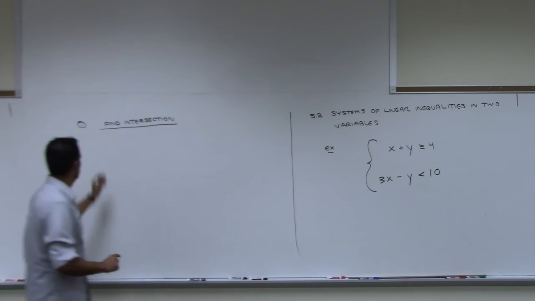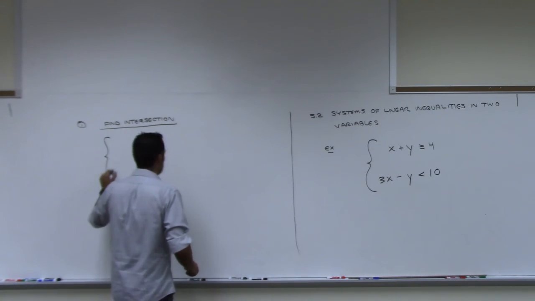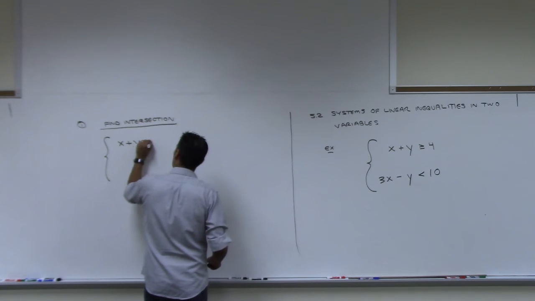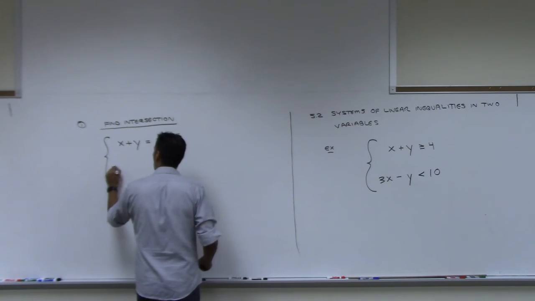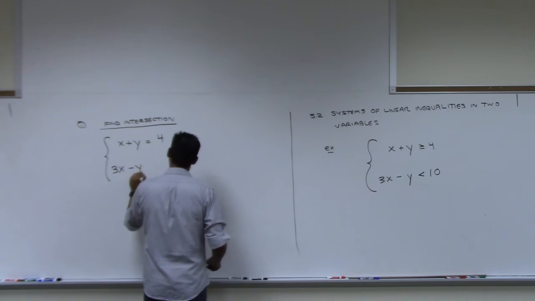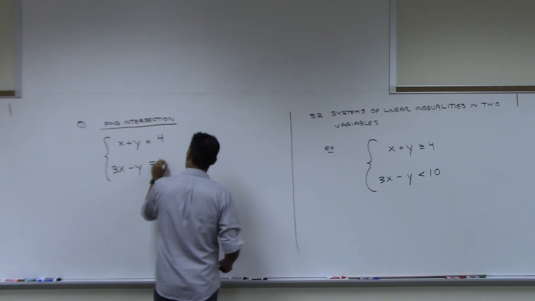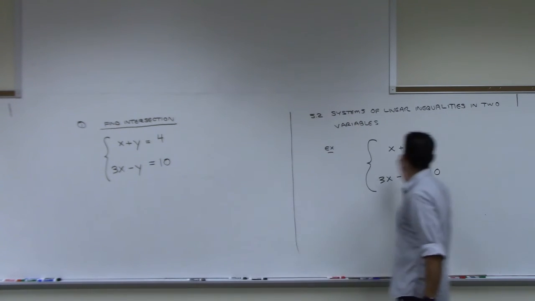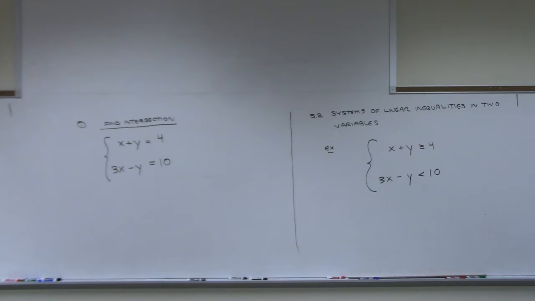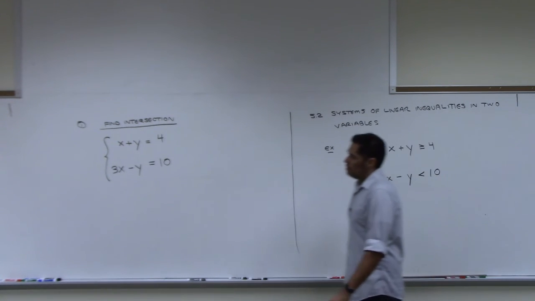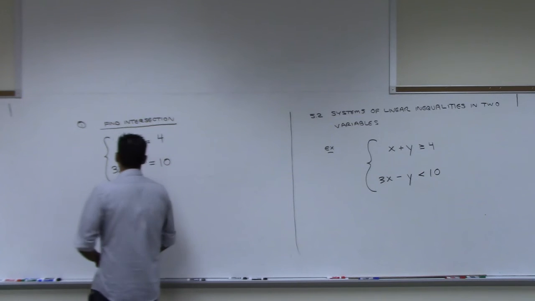And to do that, I am going to switch it over to a good old-fashioned system of equations. So I'm just going to replace the inequalities with equals and treat these things like they're lines. Okay? That's what I'm going to do. Now, how would you solve that? You would do elimination? Yeah, either way will work.